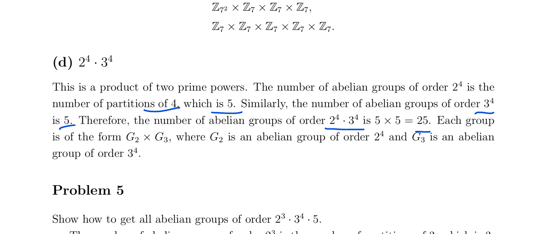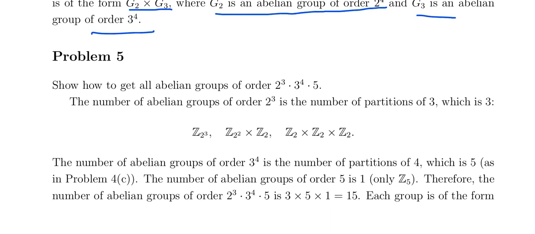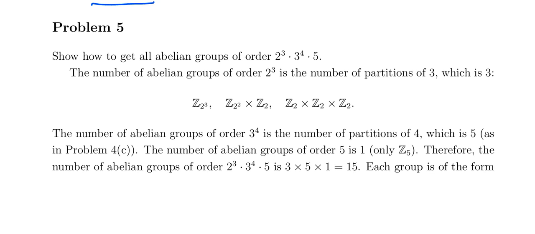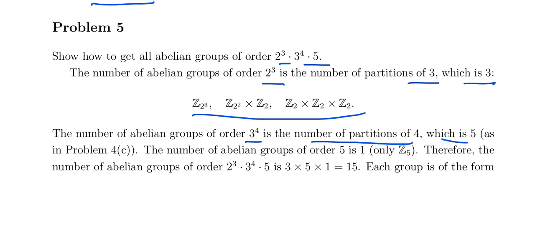Each group is of the form G2 cross G3, where G2 is an abelian group of order 2 power 4 and G3 is an abelian group of order 3 power 4. In the same way, consider all abelian groups of order 2 power 3, 3 power 4 and 5. The number of abelian groups of order 2 power 3 is the number of partitions of 3, which is 3. Remember, the number of abelian groups of order 3 power 4 is the number of partitions of 4, which is 5.